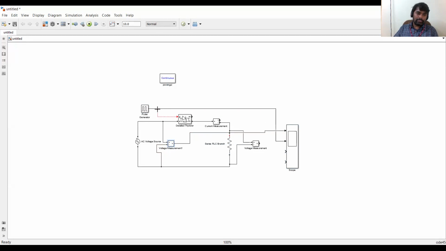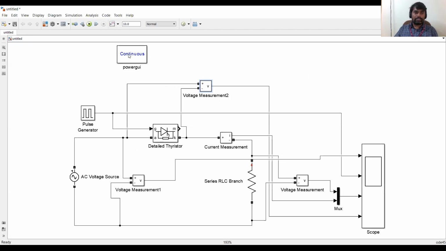Now you can connect the pulse like this. The pulse is given to the gate terminal of the SCR. Now the third terminal is what is called a mux. Just connect a mux here. The third terminal to the scope is the output voltage and output current, so you can measure this from the mux. And the fourth one is the voltage across the thyristor. So let us connect a voltage measurement block across the anode and cathode terminal of the thyristor like this, and the output is connected to the scope. Now this circuit is completed.